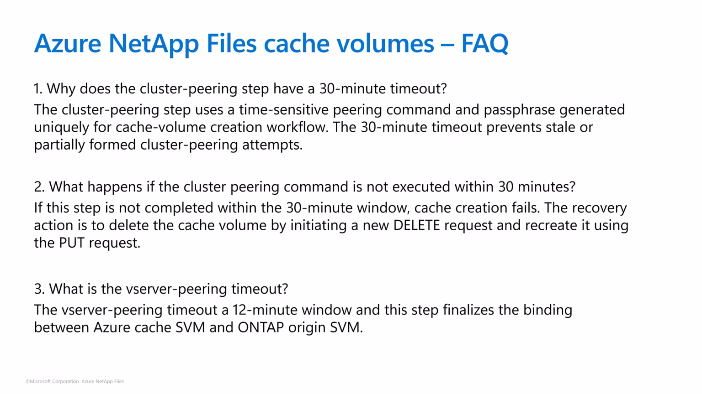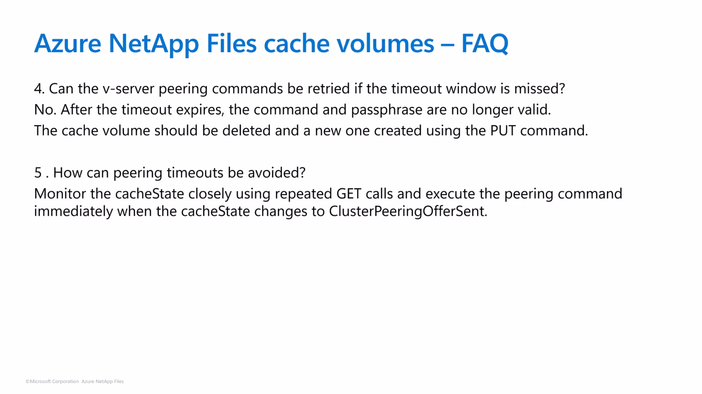The vserver peering timeout is a 12-minute window. You need to do the vserver peering within this window. If you miss this window, you need to delete the cache volume using the delete API call and recreate the cache volume. Make sure you monitor the cache state closely after creating a cache. The get API can be used repeatedly to monitor the cache state.